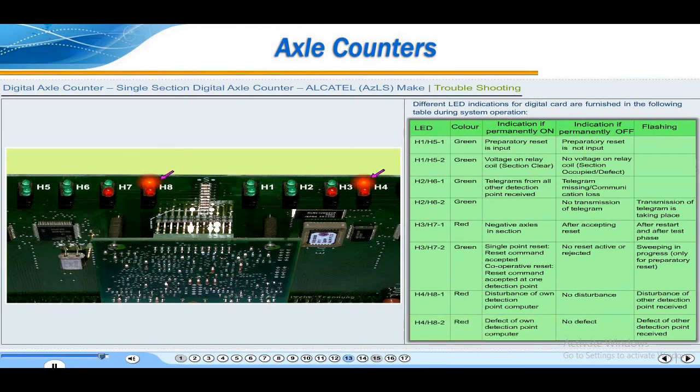H4/H8 2 red LED remains permanently lit in case of any defect of its own detection point. In case of defect occurring in other detection point, this LED keeps on flashing.